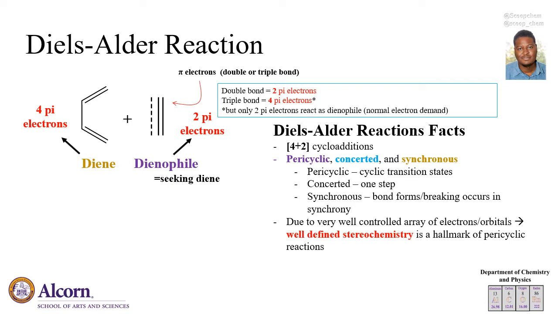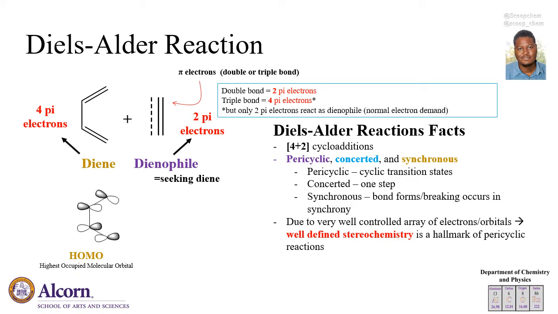This is a very well-controlled array of pi electrons and orbitals interacting, and this allows a very well-defined stereochemistry. This is a hallmark of pericyclic reactions. So very quickly, let's take a look at the reacting orbitals. The orbital from the diene that's reacting is the HOMO, which stands for highest occupied molecular orbital. So if I had to consider all possible molecular orbitals for the diene, the reacting one is the HOMO. This is the highest energy orbital that contains electrons.